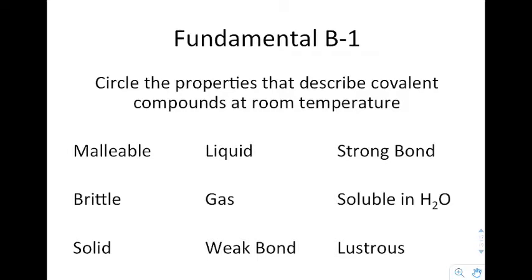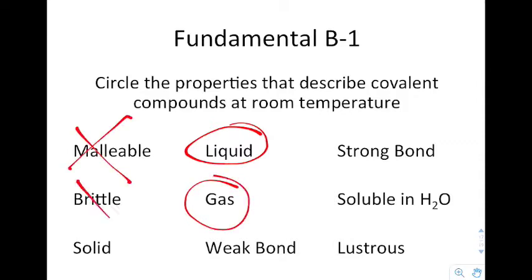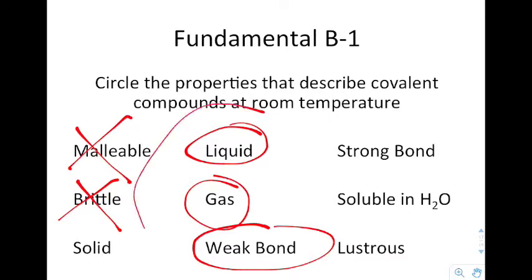Covalent compounds at room temperature tend to be liquids and gases. We haven't talked about them in terms of malleability or being brittle because they don't tend to be solids. It needs to be solid in order to be pounded into a thin sheet or to break apart. They tend to be weaker bonds. They don't tend to be soluble. They don't tend to be lustrous. They don't tend to be strong bonds. These are the main characteristics of covalent compounds.